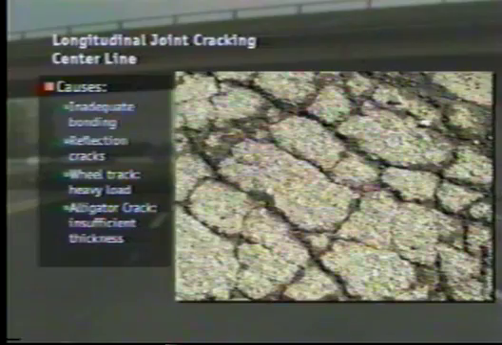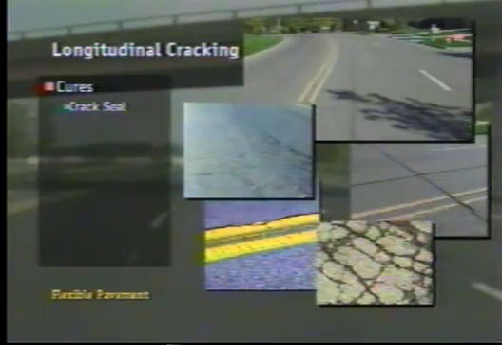Severe cracking in the wheel path is also known as alligator cracking. Yes, there are alligators in Ohio. This kind of cracking indicates insufficient thickness. While crack seal never cures anything, it will help retard the deterioration of the crack.